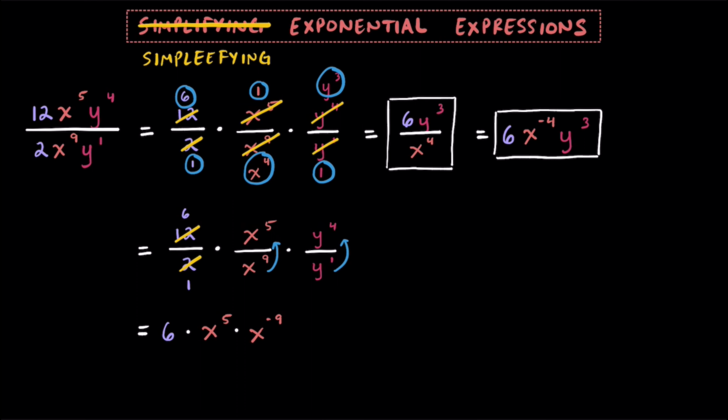And similarly for these y's, what we can do is we can move that y to the 1st power up to the numerator, and if we do so, what's going to happen to that? Well, this y to the 4th power is just going to stay the same, but when we move that y to the 1st power to the numerator, that's going to say y to the negative 1st power instead.